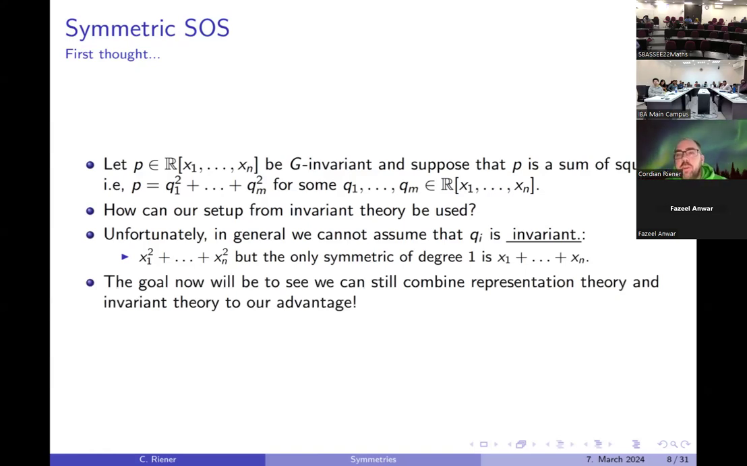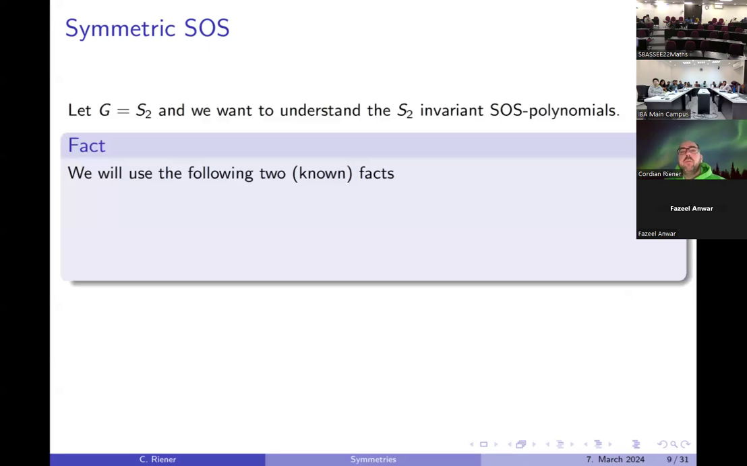Okay, so that's already maybe a kind of a disappointment here. But we also had these tools from representation theory that I mentioned in the first lecture. And the goal today is now to see how a combination of these two tools can actually help us to get hold of this question, how we actually get symmetry reduction for this question of sums of squares. Okay, and I will first look at this very kindergarten example, let's say.